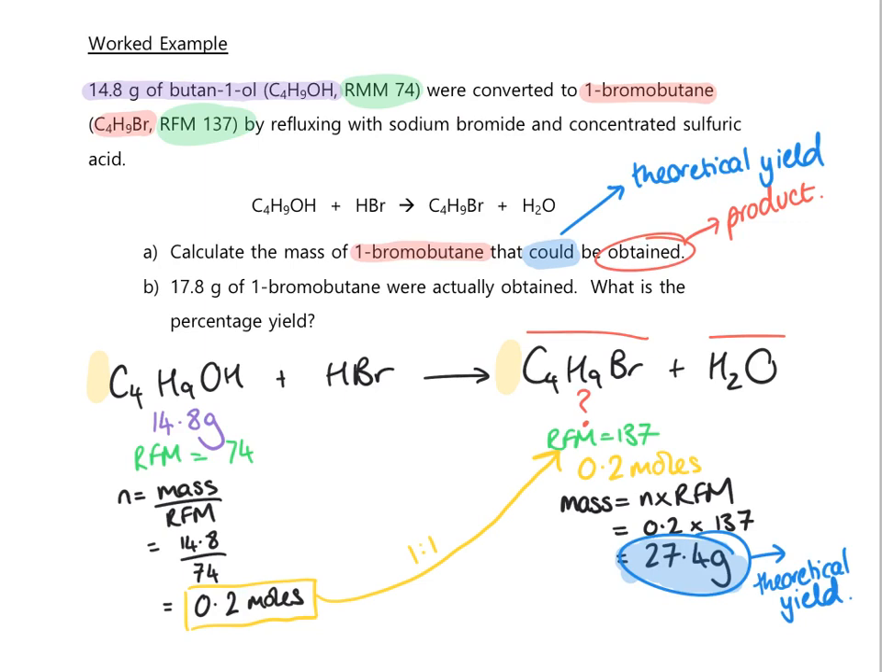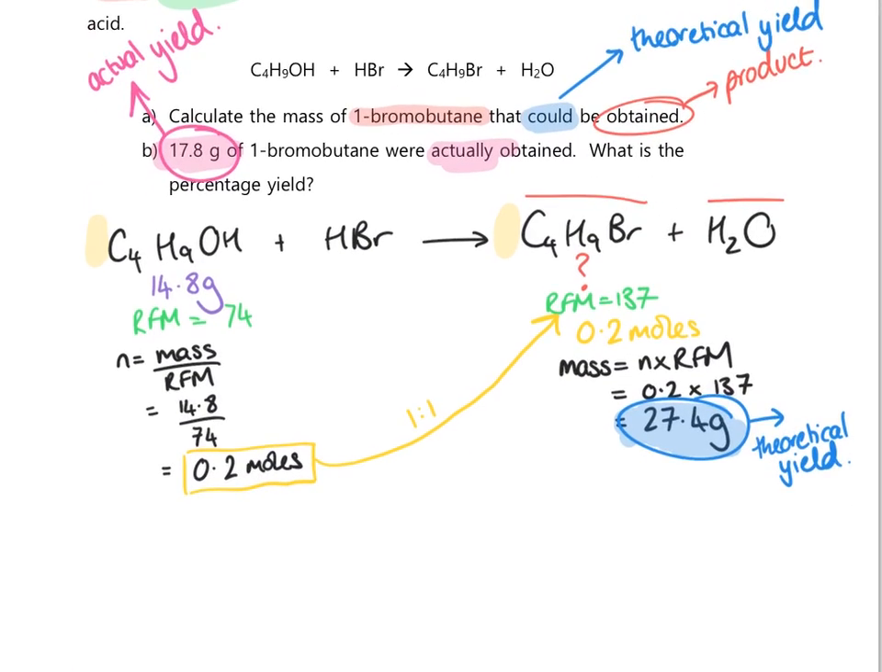In theory, how much could I produce? And then part B says 17.8 grams of 1-bromobutane were actually obtained. What is the percentage yield? And this is where we need to use our equation for percentage yield. But what value are they giving us here? 17.8 grams of 1-bromobutane were actually obtained. Now, they don't always use that word actually, but that's a big clue. What value is this? Either circle it or highlight it in the same colours as we did above. That is our actual yield.